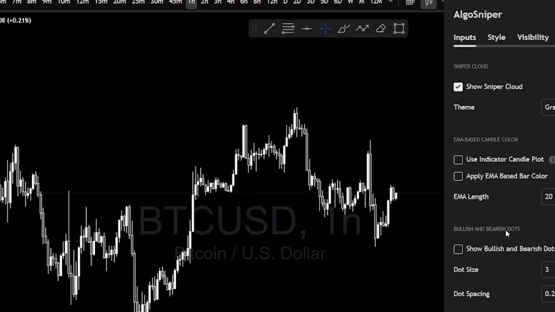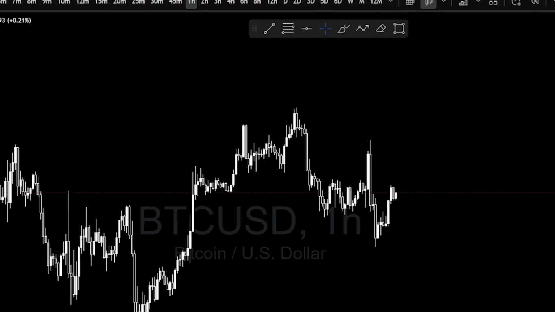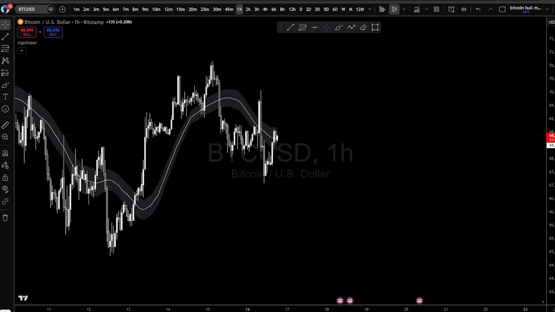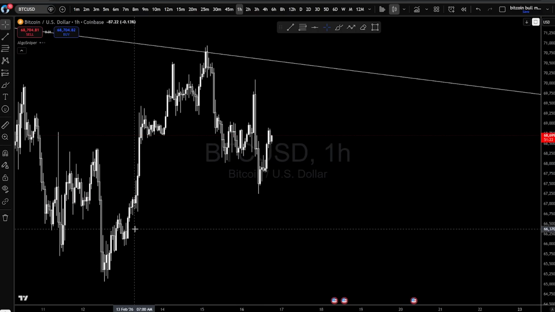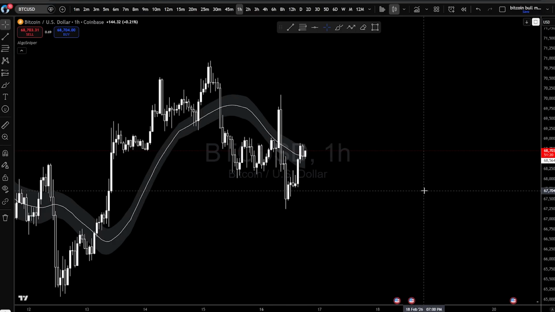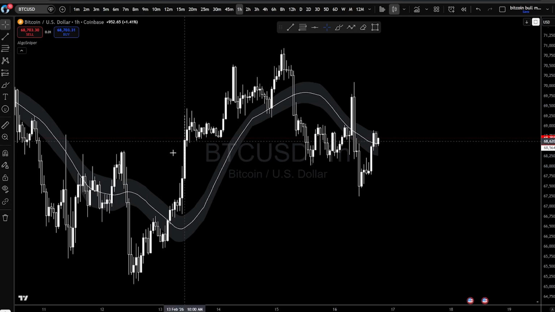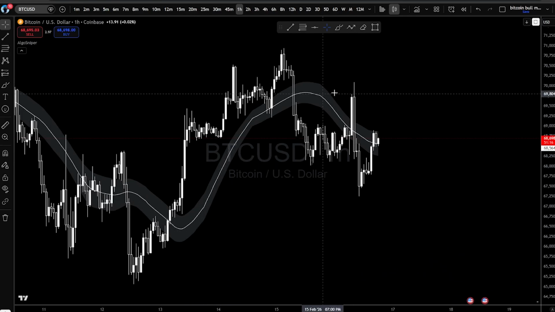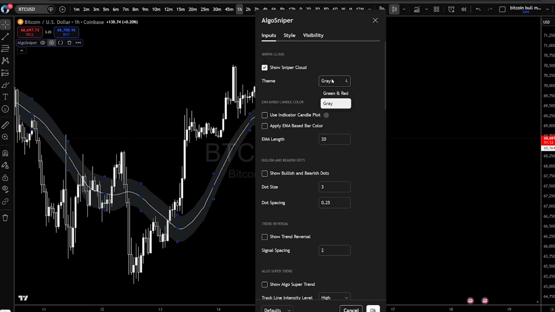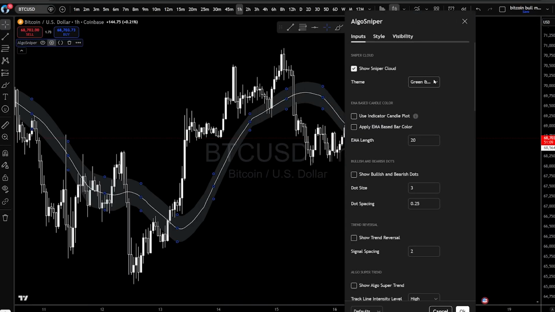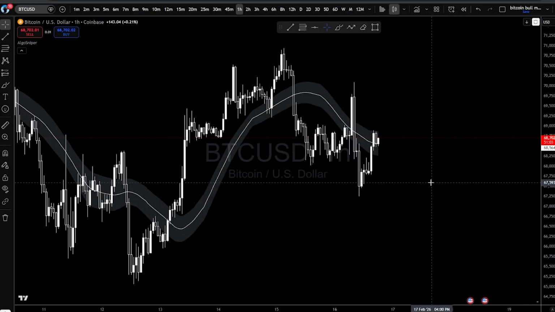In the settings, we're going to click on Sniper Cloud. And for some reason, if it doesn't load, just click another pair and it'll eventually reload onto your chart if it doesn't work. So the Sniper Cloud is, you can see this gray little cloud and this white line in the middle. You can change the color of this to green and red if you prefer, but I'm personally going to be using gray. I like the gray, and I'm going to explain to you what this indicator does and why it works and how you should use it in your trading strategy.